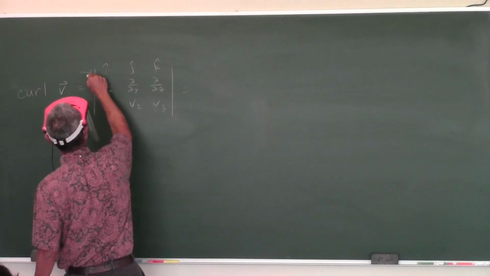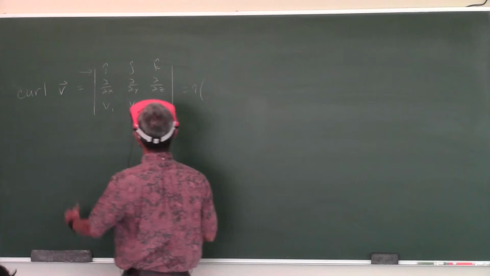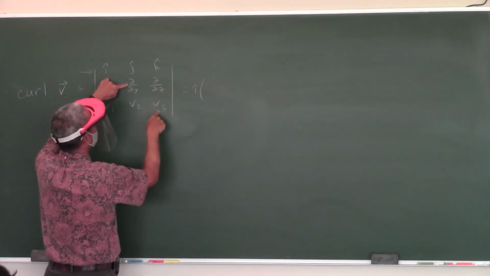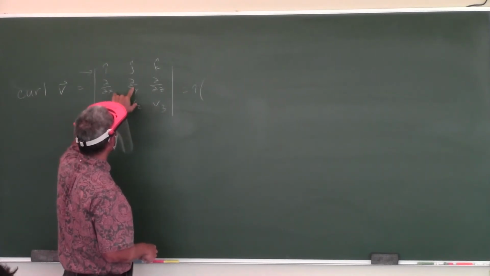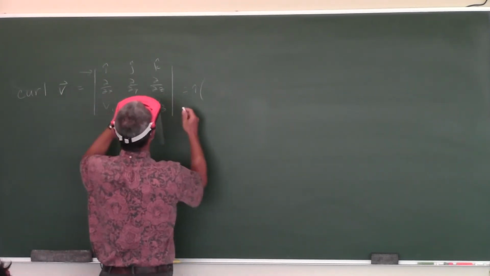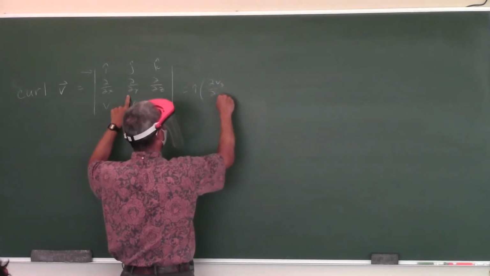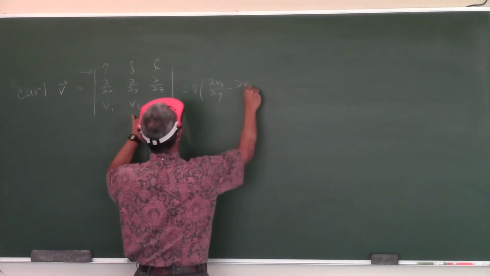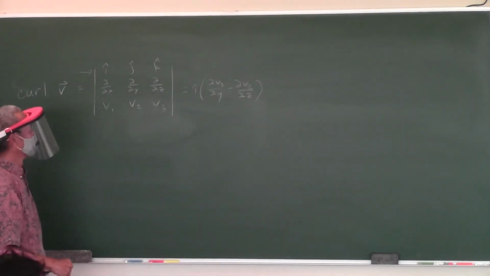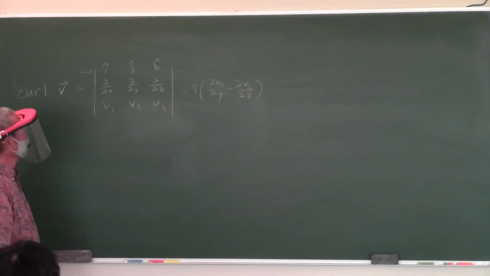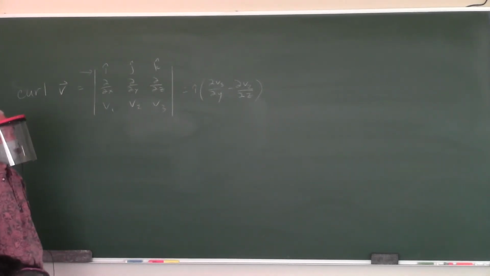If we expand across the first row, you're going to get i times, if you cross off the row and column, this times this minus that times that. When you go this times this, it's not actually this times that. It's the partial of v3 with respect to y minus the partial of v2 with respect to z. That's not a 2, that's the partial. That's the del.